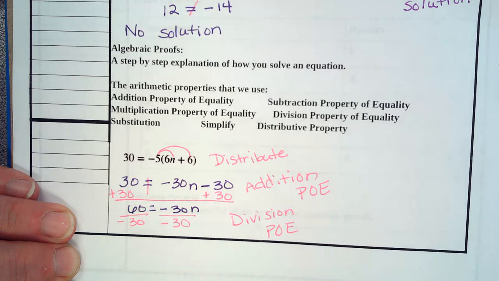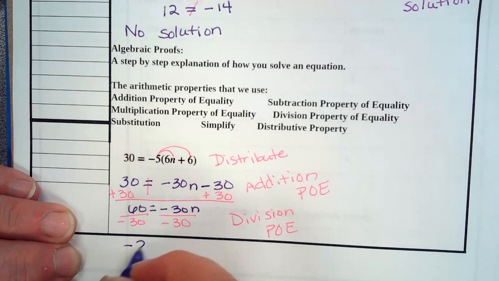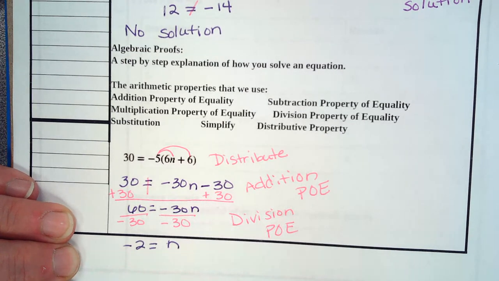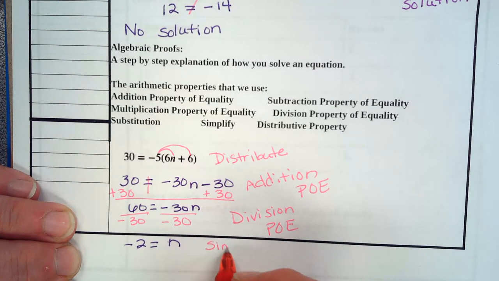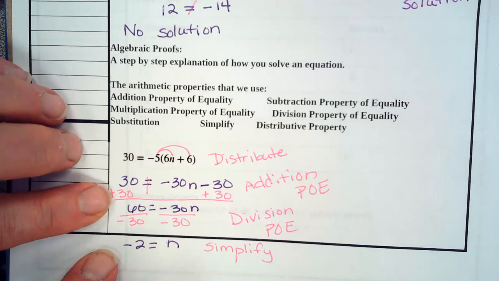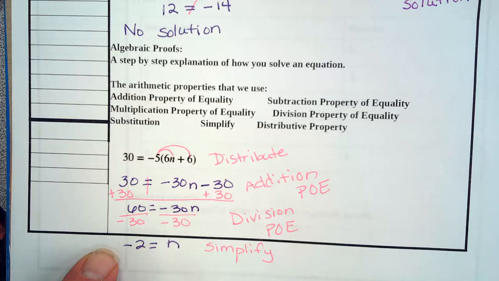And I'm left with negative 2 is equal to n. How did I get there? Well, I had to simplify from dividing. So as you're looking at this, this is nothing you haven't done before. But now we're putting a name to each step as we do it. So we're just doing a justification of why we solve the way we do.